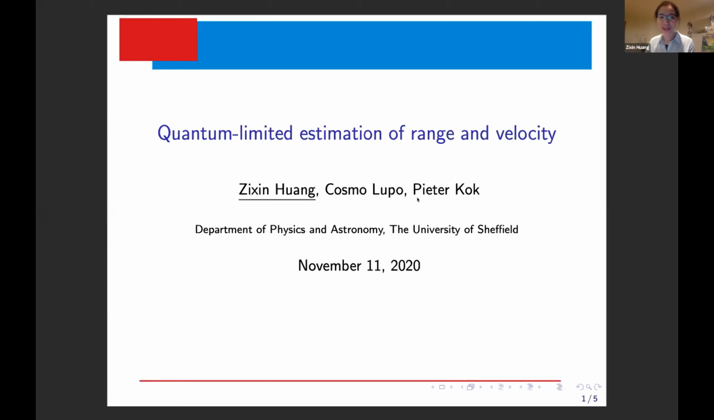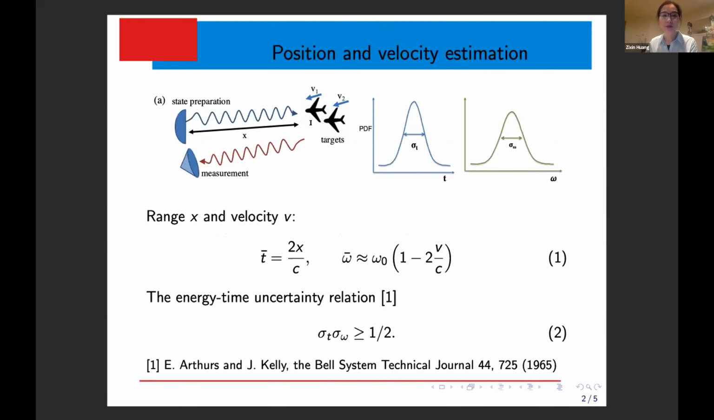Okay, cool. Hello, everyone. My name is Zixin, and I'll be telling you about quantum limited estimation of range and velocity. So the goal here is to estimate the range and velocity, or the separation in range and velocity, of one or two targets. Typically, you would send electromagnetic pulses into the region of interest and examine the back-reflected signal to obtain these parameters. And the standard technique to resolve the target's range is based on the time of flight information, and its velocity can be deduced by the signal's Doppler shift.